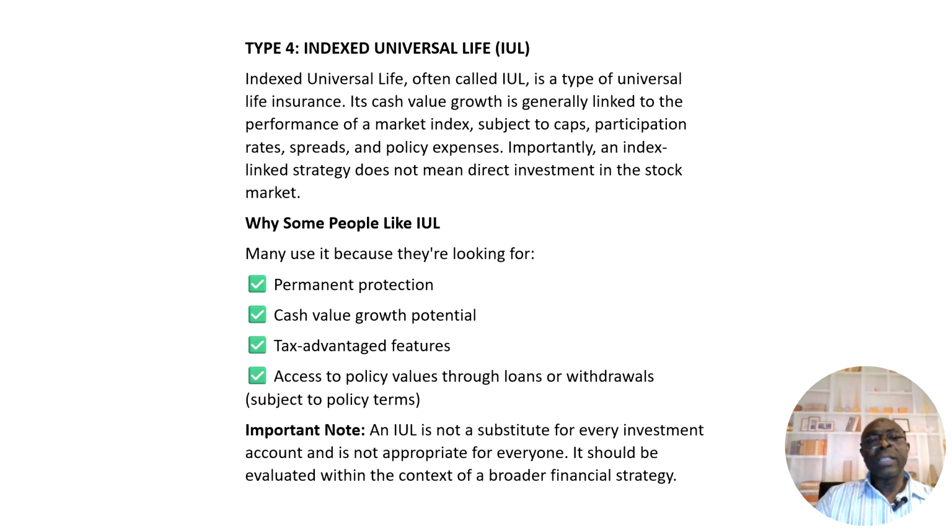The next one is called Index Universal Life. Index Universal Life, often called IUL, is a type of universal life insurance. Its cash value growth is generally linked to the performance of a market index. It's subject to caps, participation rates, spreads, and policy expenses. Importantly, an index-linked strategy does not mean direct investment in the stock market.